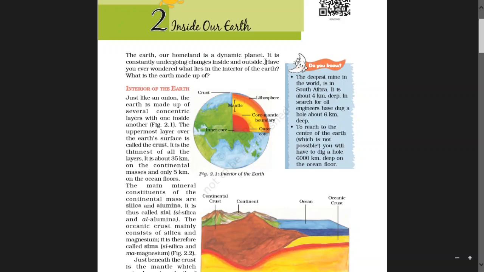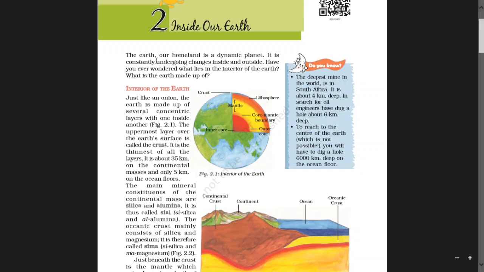So, in the earth as well as on the earth, different changes are taking place. That's why it is mentioned here that it is constantly undergoing changes inside and outside.